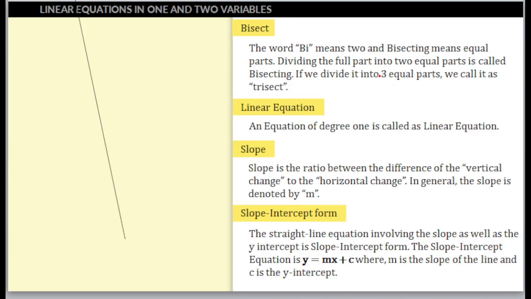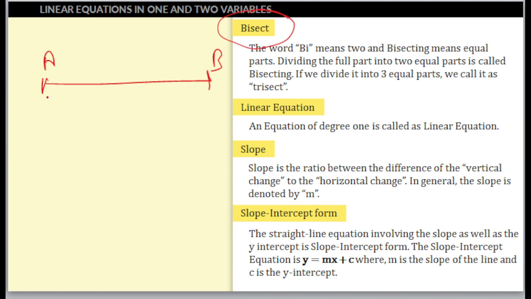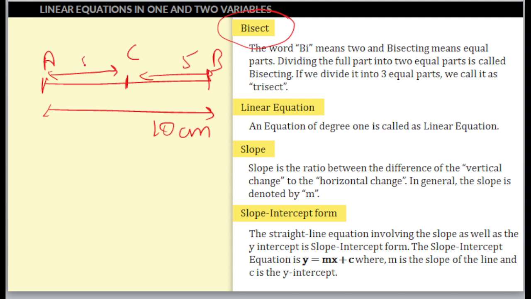Now bisect. Bisect means nothing but dividing into two equal parts. Let's say this is a line named AB and this is 10 centimeter. There is a point C which divides it into two equal parts, that is 5 centimeter and 5 centimeter. So we can say that point C is bisecting this line AB.